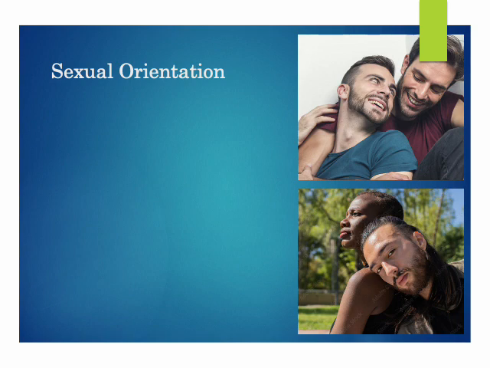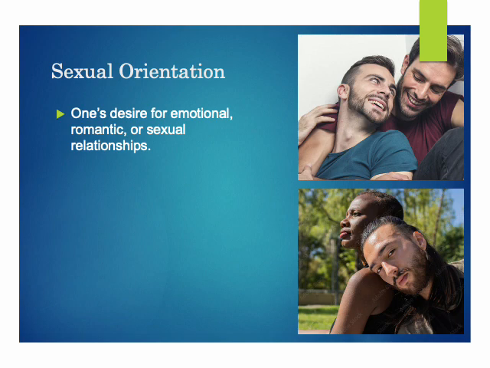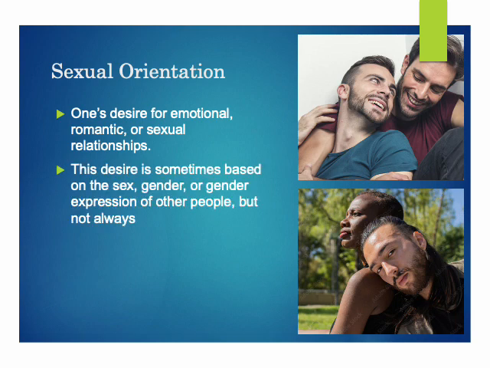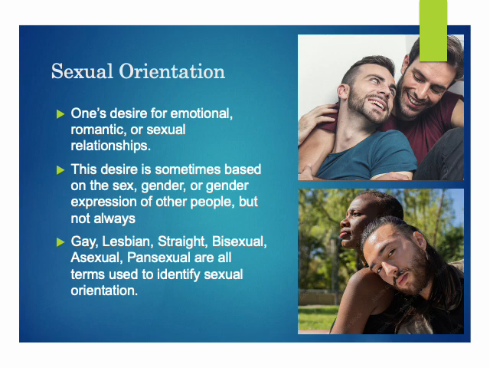This brings us to our last term that we'll be defining in lecture, and that is sexual orientation. Now, at the beginning of the lecture, we discussed how sex has two meanings. Sexual orientation deals with the first definition of sex as it relates to sexual intercourse and other types of sexual intimacy. So sexual orientation is one's desire for emotional, romantic, or sexual relationships. This desire is sometimes based on the sex, gender, or gender expression of other people, but not always. Gay, lesbian, straight, bisexual, asexual, pansexual are all terms that are used to identify sexual orientation.